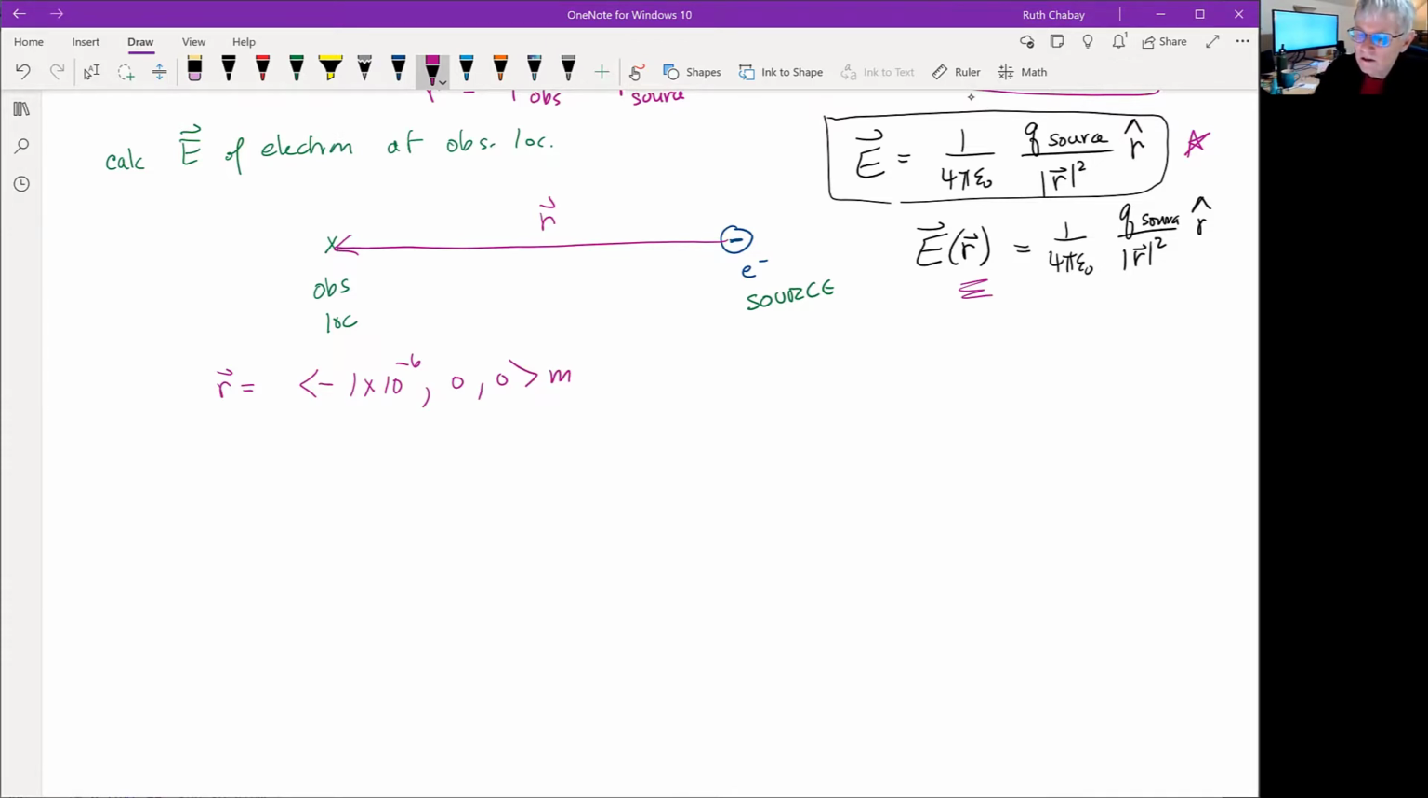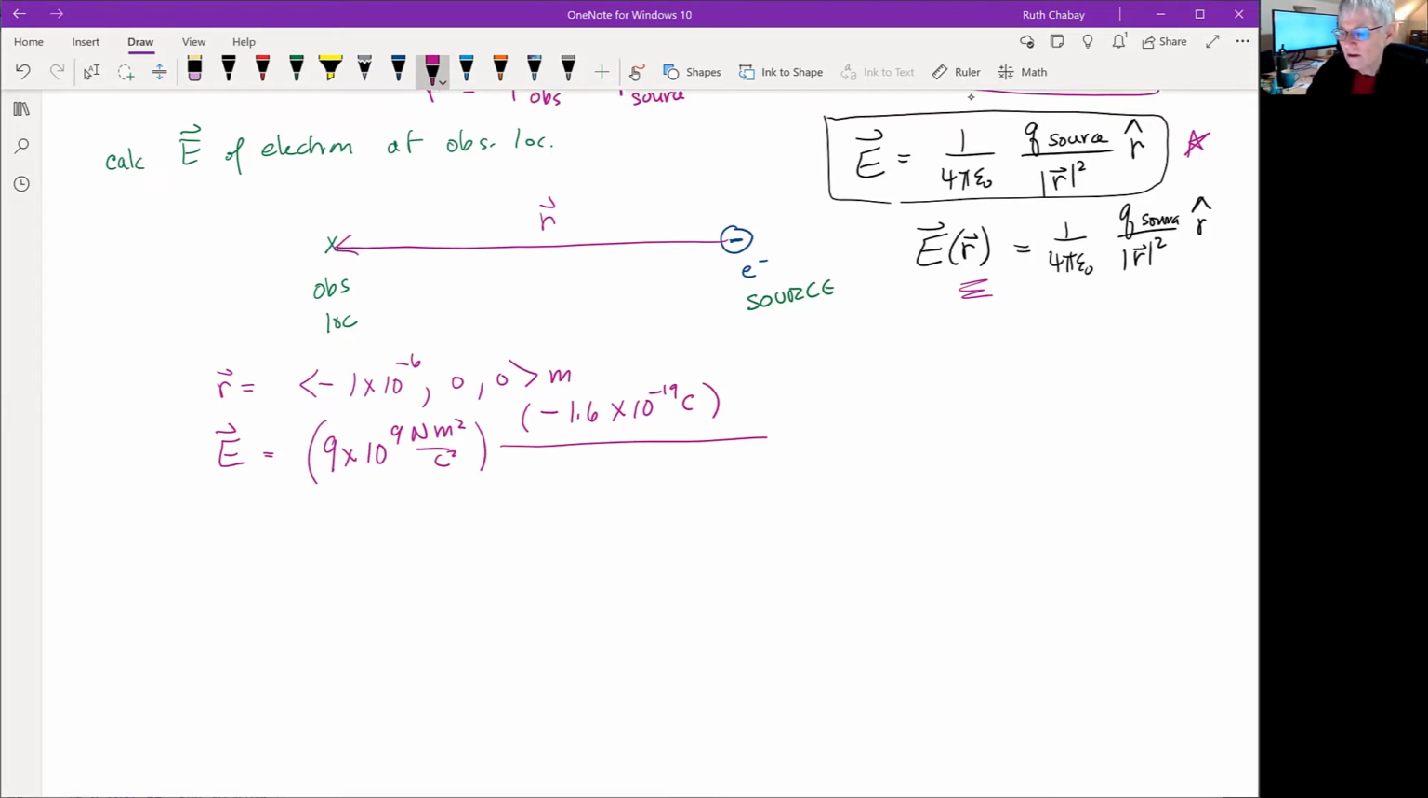Then to calculate the electric field due to the electron at that location, we have 1 over 4 pi epsilon 0, which is 9 times 10 to the 9 newton meters squared per coulomb squared. We have the charge of the source charge. It's an electron, so it's minus 1.6 times 10 to the minus 19 coulombs.